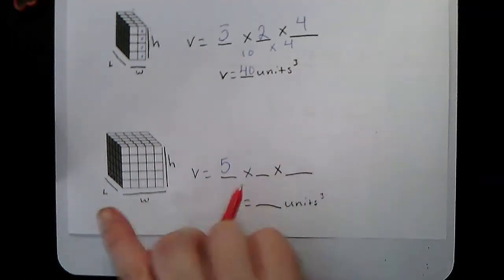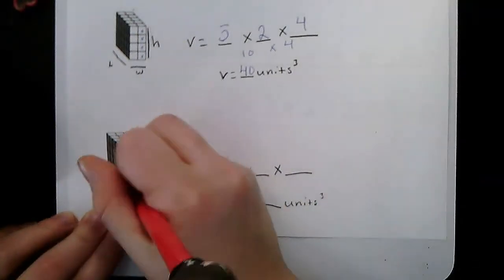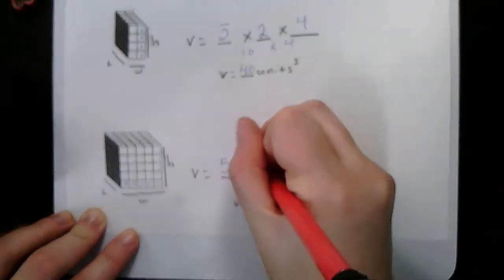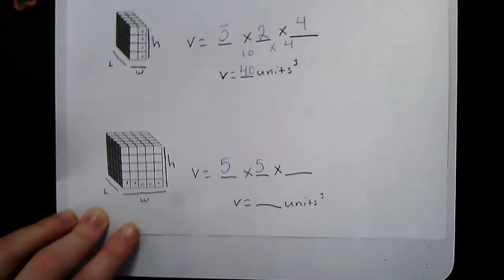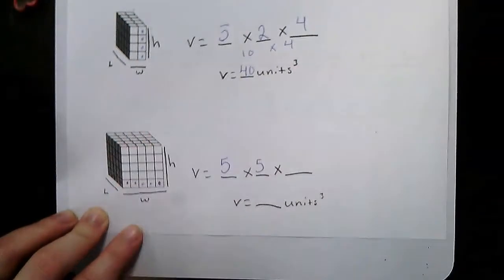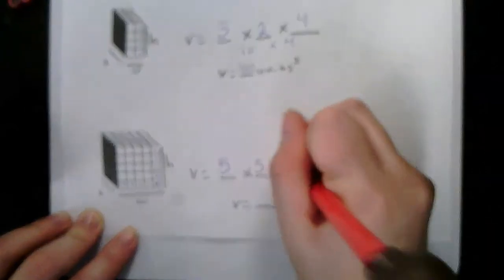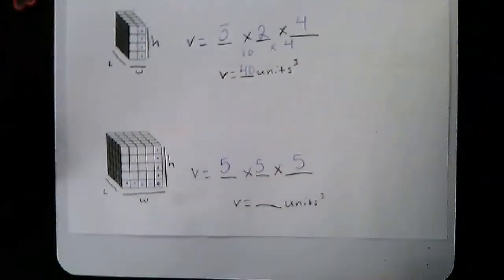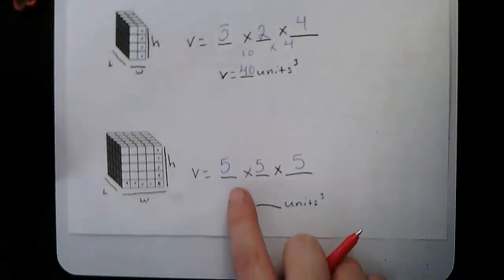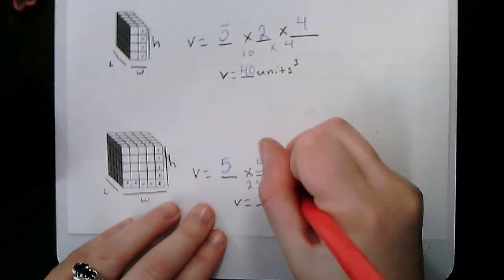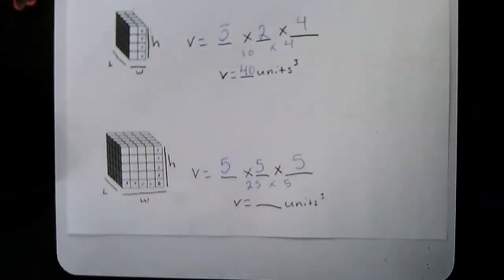Now for my width, I go straight across, and our width is much bigger than the other problems. 1, 2, 3, 4, and 5. So I put a 5 right there, and then I find my height, which is 1, 2, 3, 4, 5. So we have a 5 by 5 by 5 kind of shape right here. So what I'm going to need to do is I do 5 times 5, which I know is 25, and then 25 times 5.